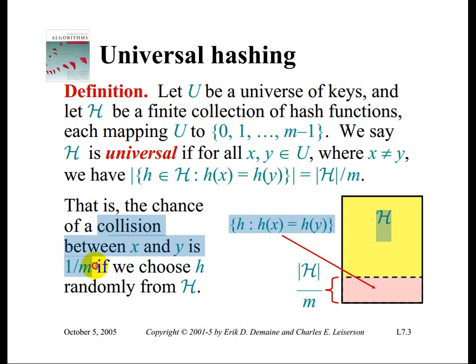And if that happens, that's golden. That's what you want. The probability that x and y collide will be 1 by m, because they can. What that means is that both of them map to the same bucket, say bucket 1, whereby there are m such buckets. So this is ideal, that's what you want. This is universal hashing.